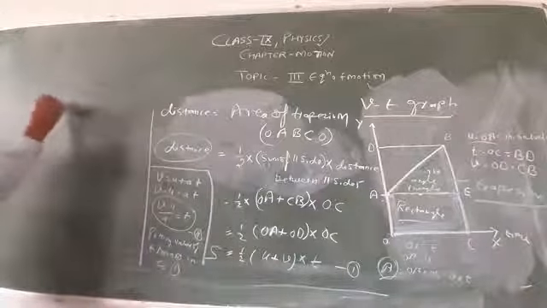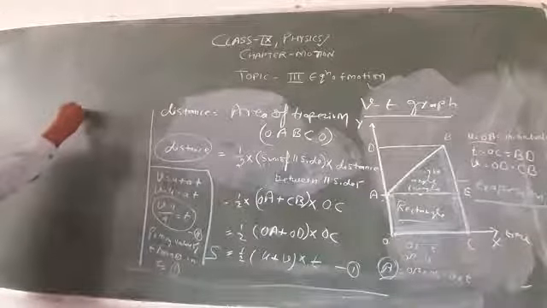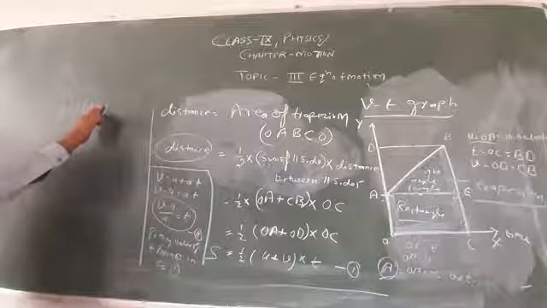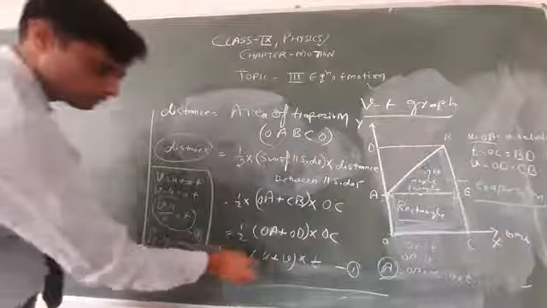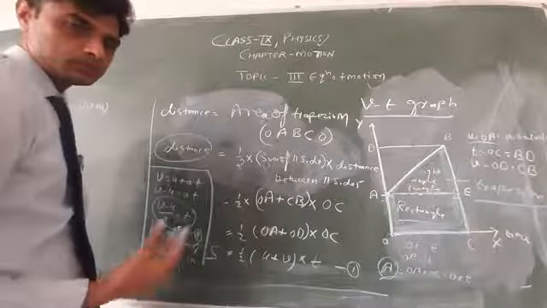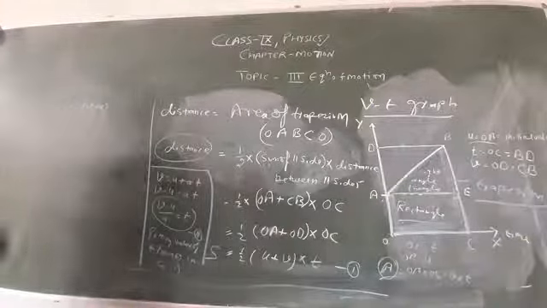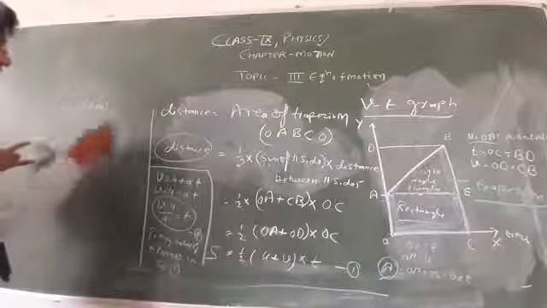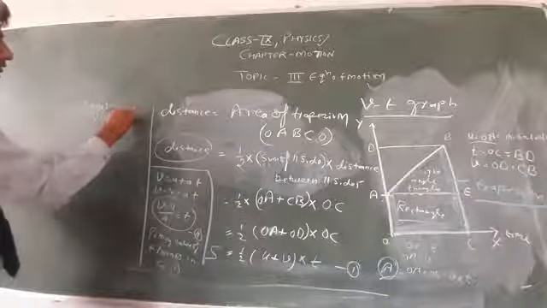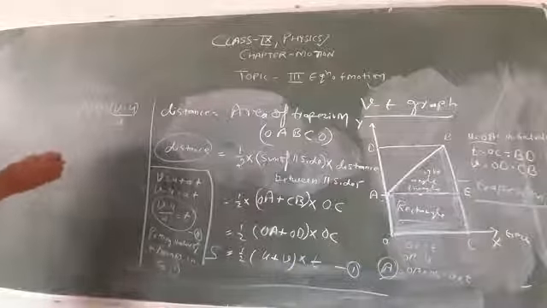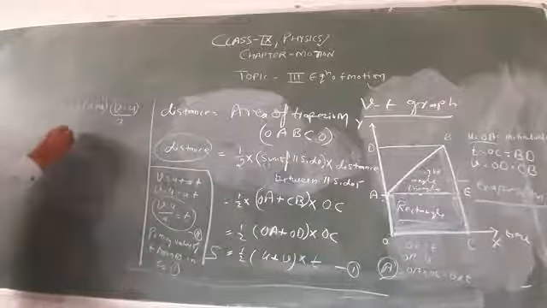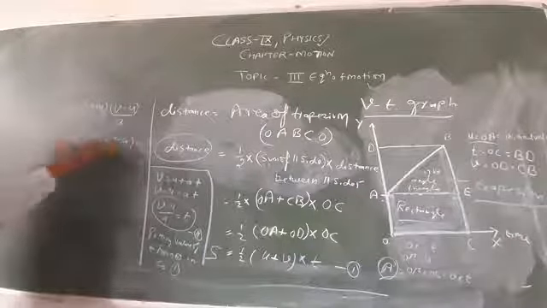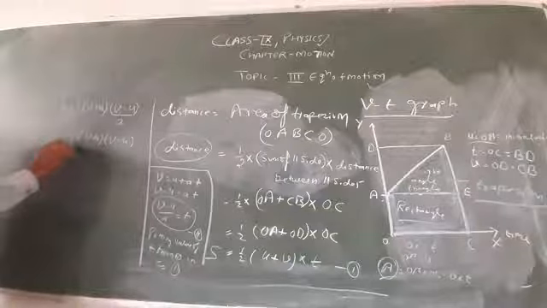s is equal to 1 upon 2 (v plus u) times t. Okay, right? u plus v is equal to v plus u, because the sum of quantities follows the commutative law. So t is equal to (v minus u) upon a. s is equal to 1 upon 2 (v plus u) into (v minus u) upon a. This is 2as.